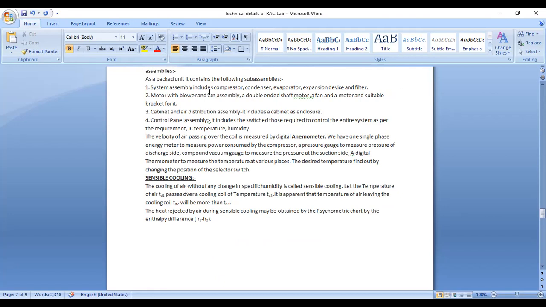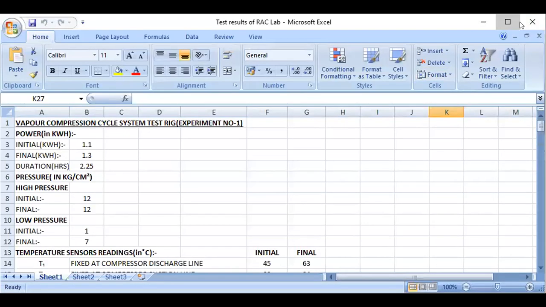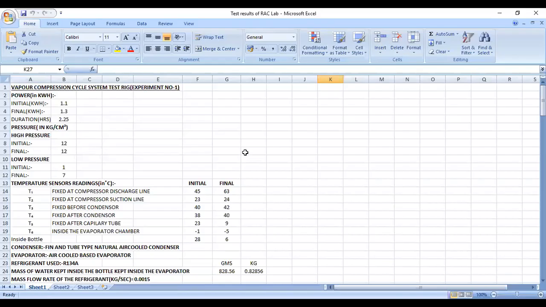Let us go through first the reports obtained from the result itself. Now, first, what is the result we have obtained? I am narrating one by one. First of all, the vapour compression cycle system test rate, calculation number 1.